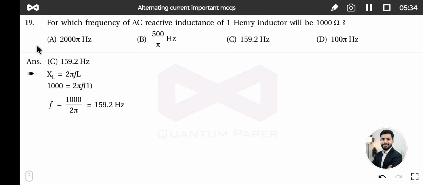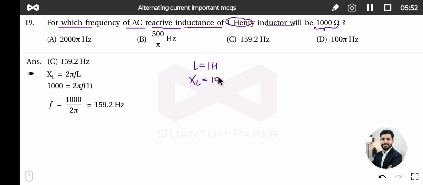The next question: for which frequency of AC will the reactive inductance of a 1 Henry inductor be 1000 ohm? The inductor is given, L value 1 Henry, and XL, the inductive reactance, is given as 1000 ohm. So we have to find out at which frequency this value will occur. The formula we have is XL is equal to 2 pi FL.